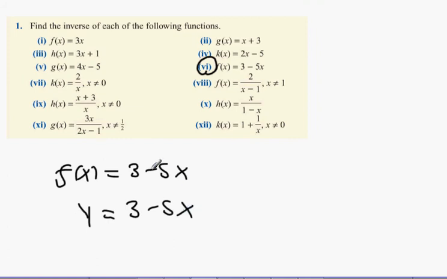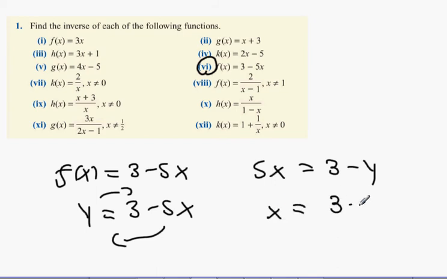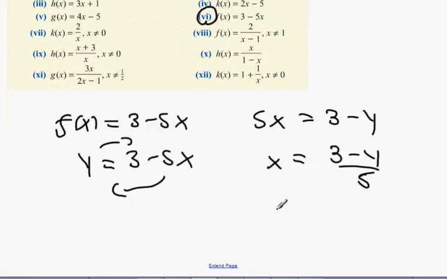Step 2, get x on its own. You're going to bring 5x over here and y over here. 5x equals 3 minus y. Next step, get x on its own. x equals (3 minus y) over 5. Next step after that, replace x with what? f inverse, replace y with x.